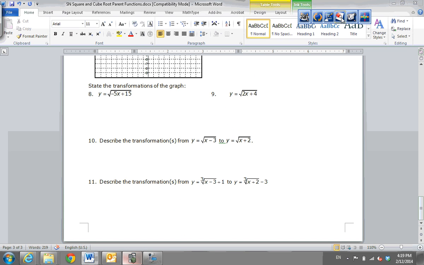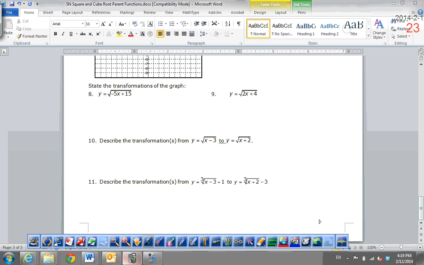The last 4 here are a little tricky just because they're asking us to do something that is kind of awkward. On 8 and 9, we got to factor out a -5. So I get x minus 3 right there. And same thing here, we're going to factor out a 2. So I get x plus 2. There we go. So from there, we have to list transformations.